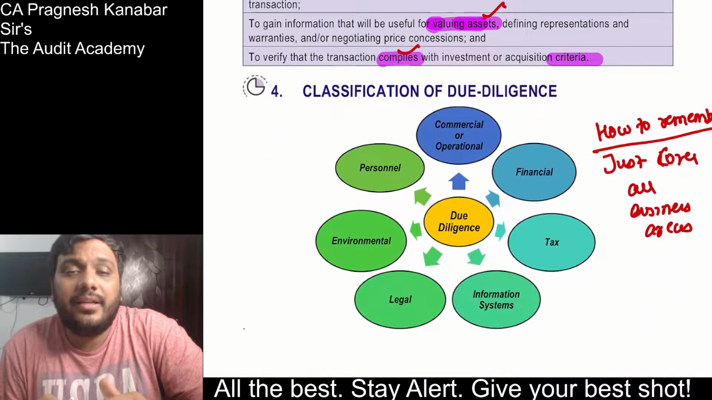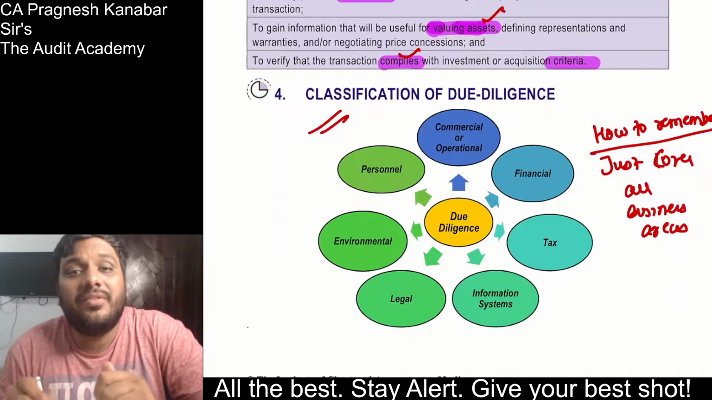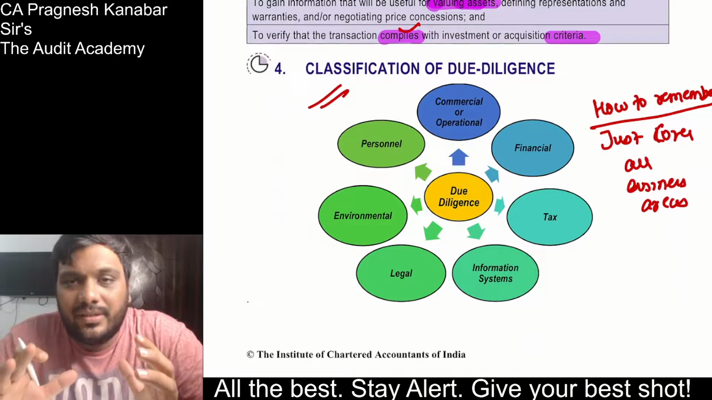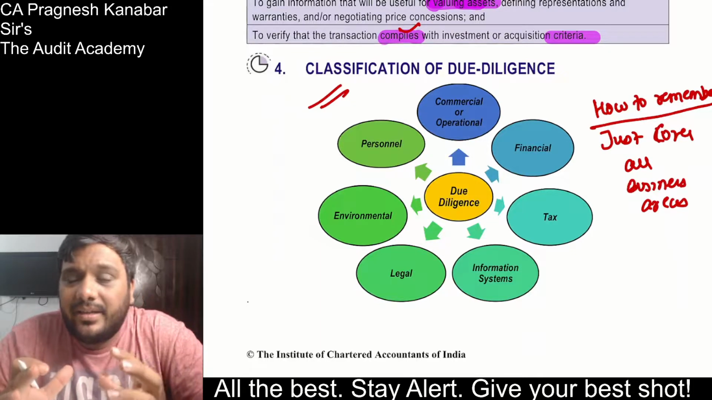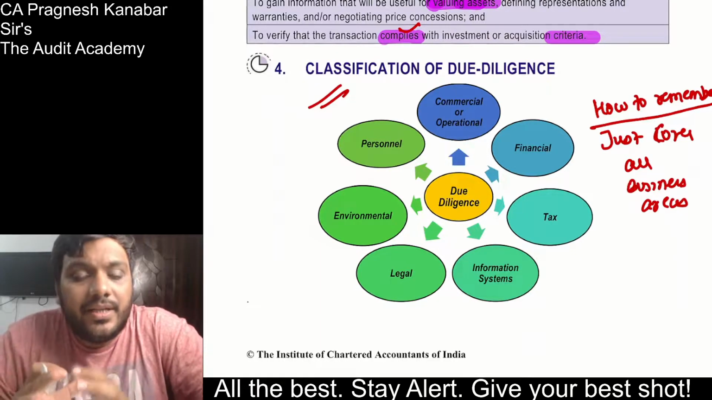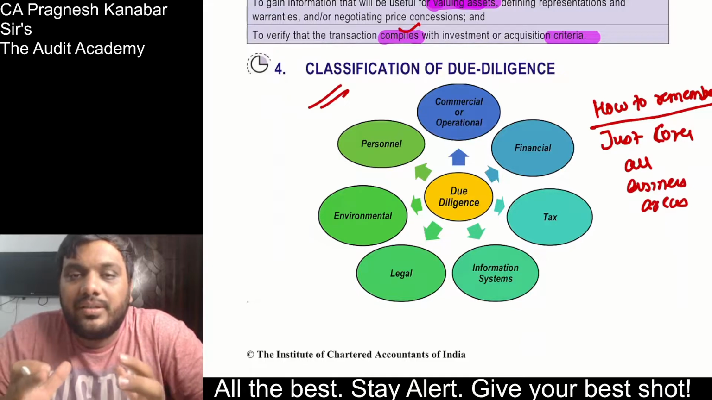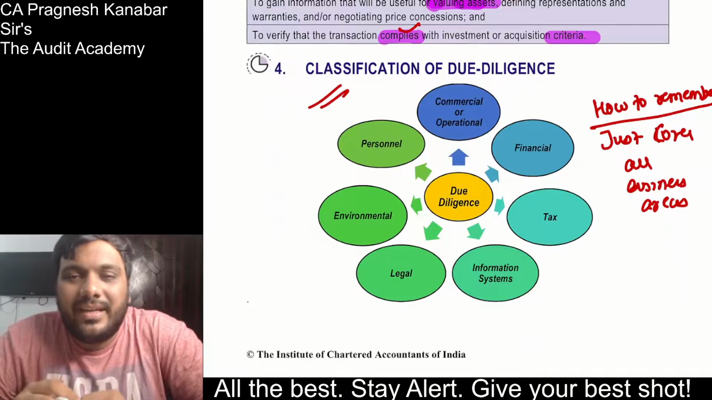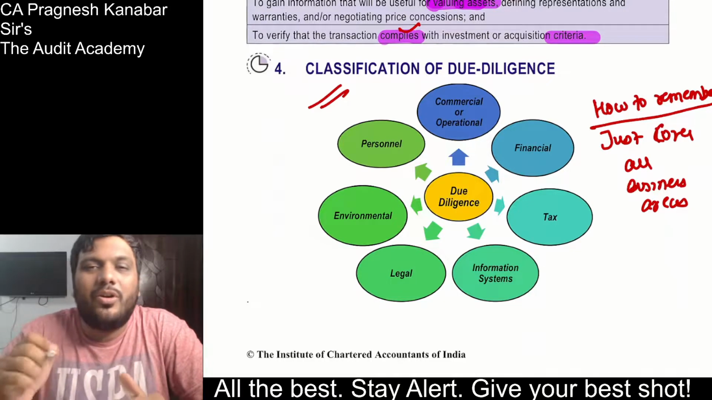All right, then you have this theory point, classification of due diligence. This is basically a big exercise of due diligence. When one entity is going to buy another entity and they're appointing you for due diligence, this big exercise of due diligence can be classified into various areas. Just think about all areas of business.